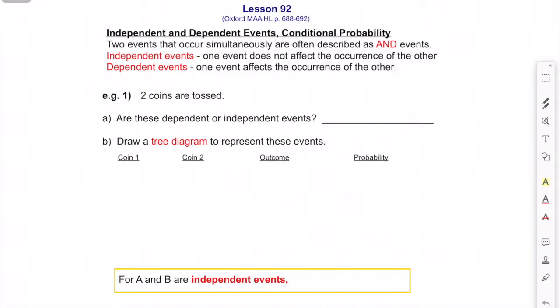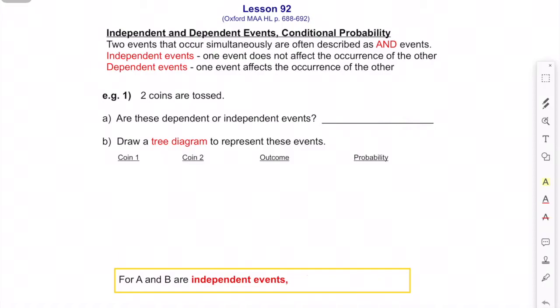Lesson 92. Independent and dependent events. Conditional probability. In the study of probability, we can classify events as whether they are independent or dependent. Independent events are the ones that when one thing happens, it will not affect the outcome of the next or other events. For dependent events, it's obviously when one event happens, it will have an impact on the occurrence of another one. We're going to illustrate the difference by looking at two examples below.